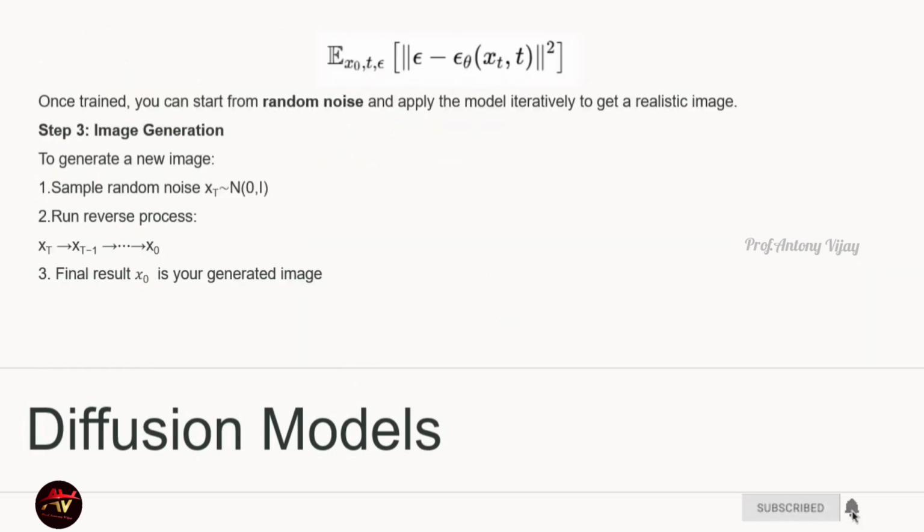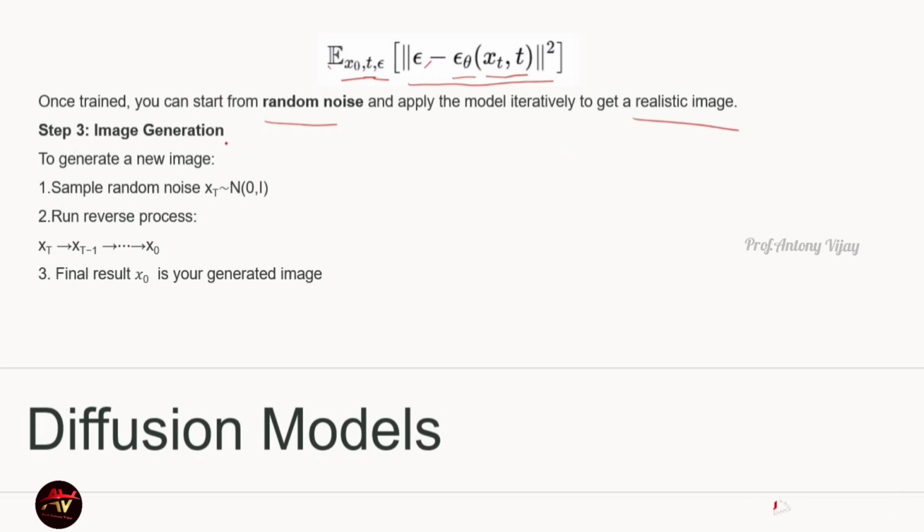Let's see the formula for the denoising process. Here E over x0 means the input image, t means the time steps, and epsilon means some random noise. We apply the gradient formula: epsilon minus epsilon theta of xt comma t, the whole squared. While applying this for finding the random noise, we can iteratively denoise the process to get the realistic image once again.